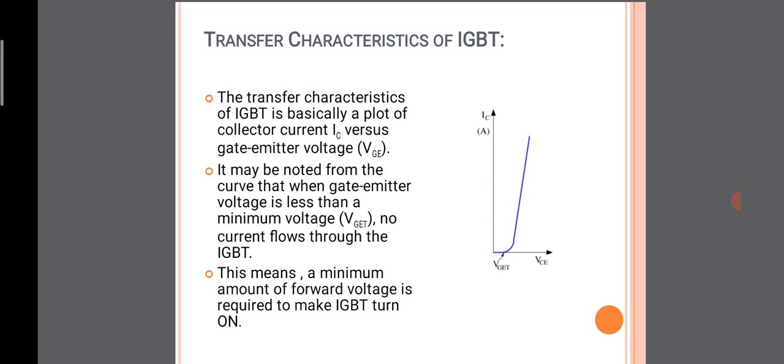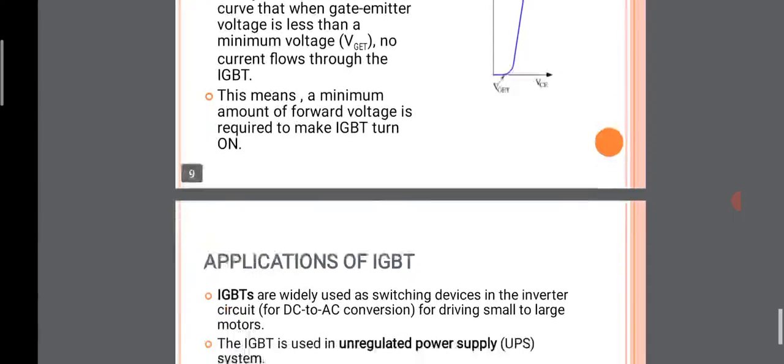The transfer characteristics of IGBT is basically a plot of collector current IC versus gate emitter voltage VGE. It is seen from this curve that when gate emitter voltage is less than the threshold voltage VGET, that is VGate, no current flows through IGBT. This means a minimum amount of forward voltage is required to turn on the IGBT.